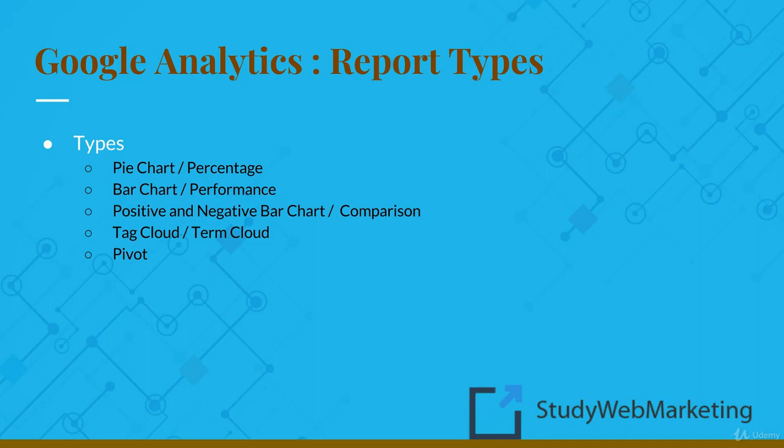First one is pie chart, or Google Analytics terms it as percentage. Second one is bar chart, which Google Analytics terms as performance. Third one is positive and negative bar chart, which is mentioned in Google Analytics as comparison. Fourth one is tag cloud, which Google Analytics names as term cloud. And last one is pivot, which, surprisingly enough, Google Analytics actually calls pivot.